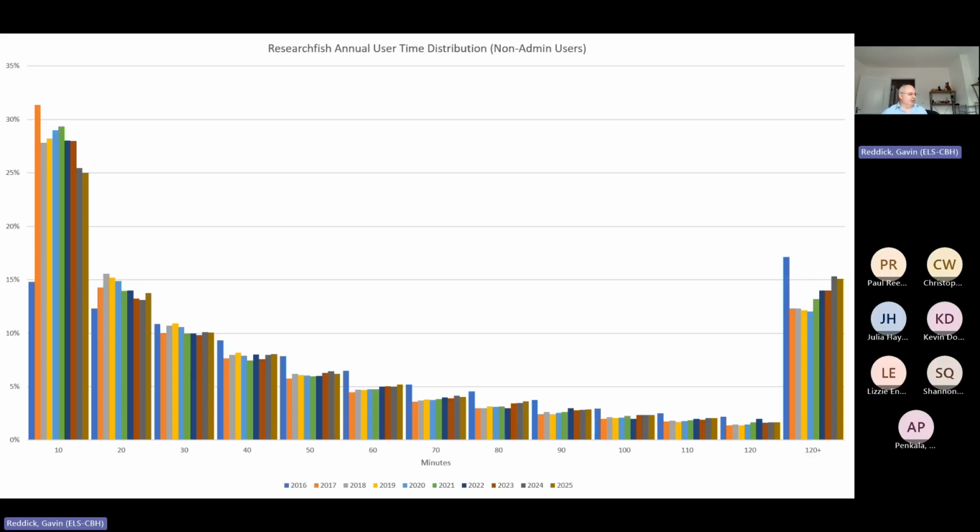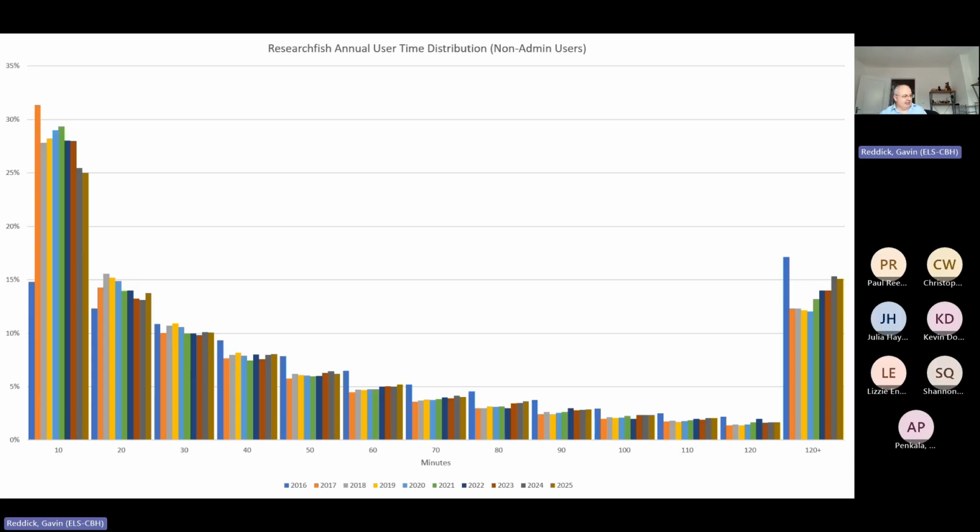You can see that since then, the percentage of people spending 10 minutes or less has been pretty consistent, running between 25 and 30% of all the users in the year. And this is the whole year figure, so again, this doesn't include Q1.